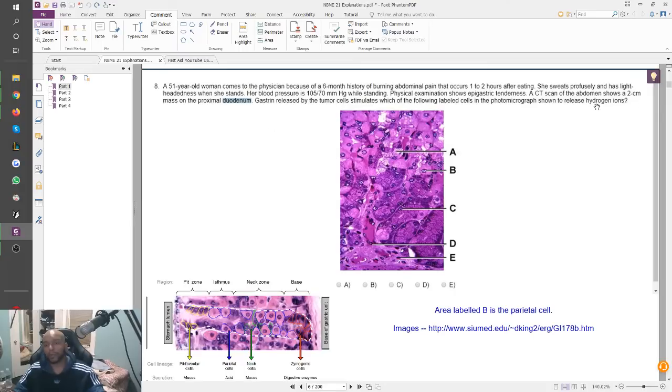So again, now that you've read the question, you know that the entire scenario they gave you was not really needed. You didn't really need it. This is just asking you what cell does gastrin work on.